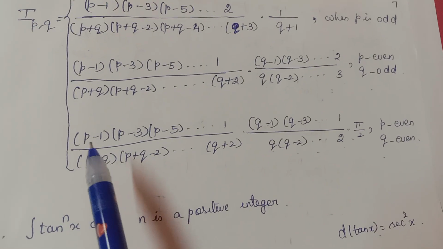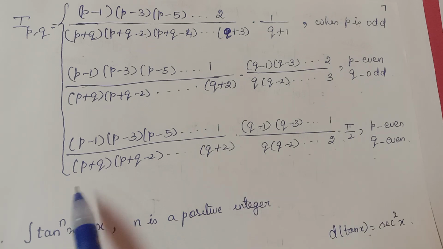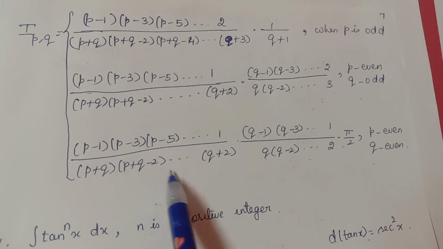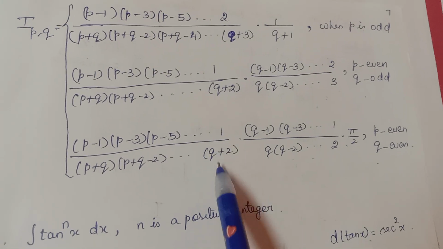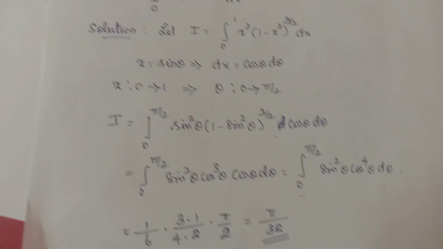So you have to start with p, then reduce: p minus 1, p minus 3, p minus 5 in the numerator. In the denominator, you start with p plus q and reduce by 2 each time. After you get up to 1 by q plus 2, you start with the q index. In the same way I have done here.